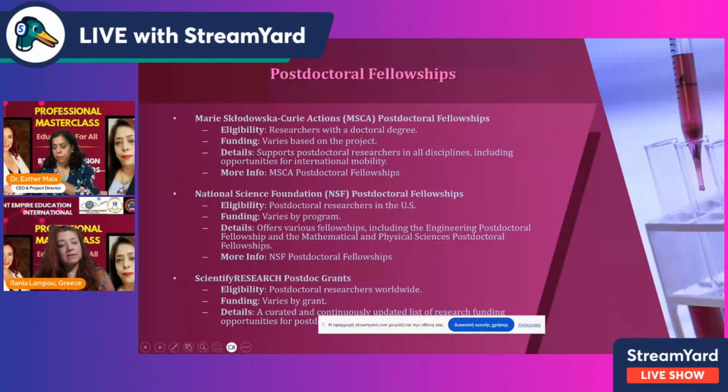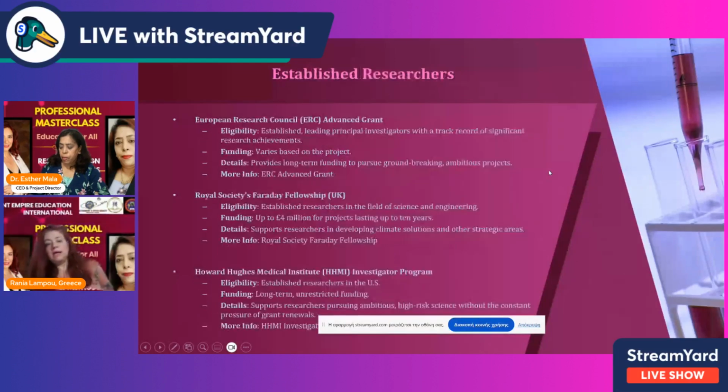The postdoctoral fellowship is in another category. Here we have the National Science Foundation and other institutions, with scientific research postdoc grants. And for established researchers, there is, for example, the Royal Society's Faraday Fellowship, where established researchers in the field of science and engineering can apply. We are talking about up to 4 million euros for projects lasting up to 10 years. So you can understand that all these opportunities are very, very important.